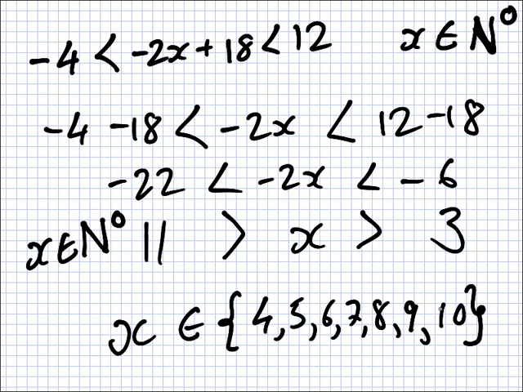You could test it out. What you could do is pick any random number here, and it should satisfy this. So for example, if I was to pick 4, minus 2 times 4 is minus 8. Minus 8 plus 18 is 10. Is 10 more than minus 4? And is it smaller than 12? Yeah, so these do work. Okay. All right, let's have a look at another example now.